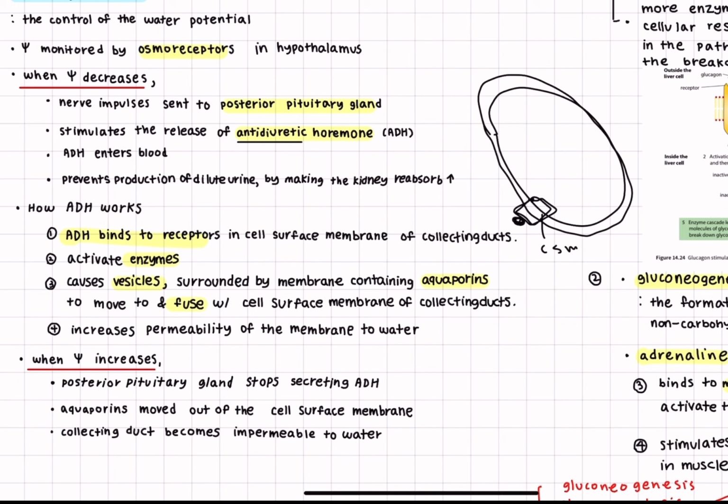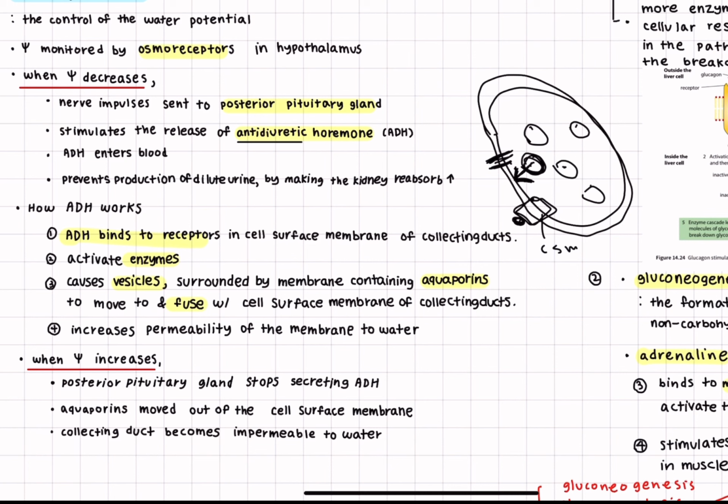Then this will activate enzymes, and this in turn causes vesicles surrounded by membrane containing aquaporins to move to and fuse with the cell surface membrane of the collecting duct. So the aquaporins will now be located in the cell surface membrane of the collecting duct. Aquaporin is just a pathway, a gate for the water.